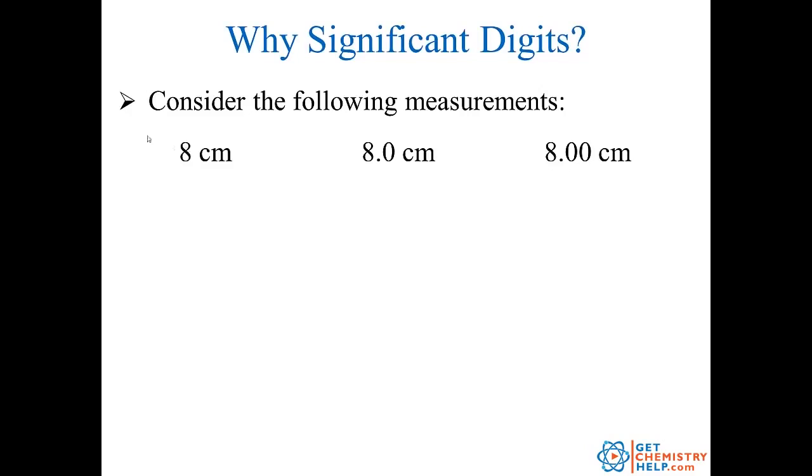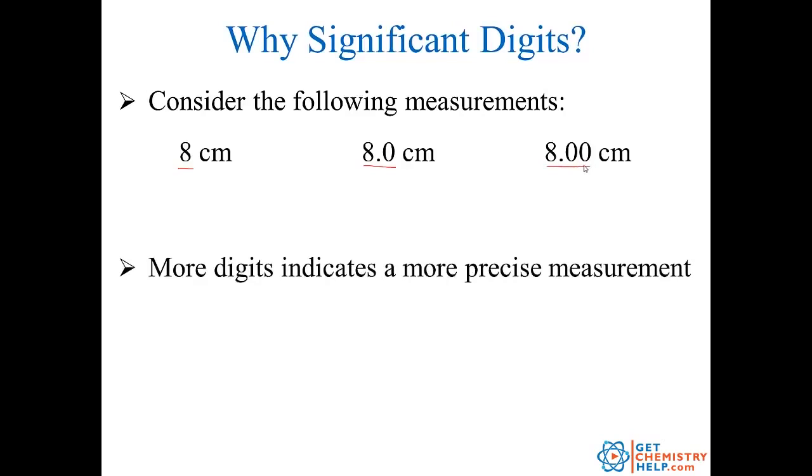So obviously the first measurement is only precise out to the ones place. The next one is precise all the way out to the tenths place. And the final one is precise all the way out to the hundredths place. So we can see that as we're adding on digits, we're showing that a number is more precise. So more digits indicate a more precise measurement.